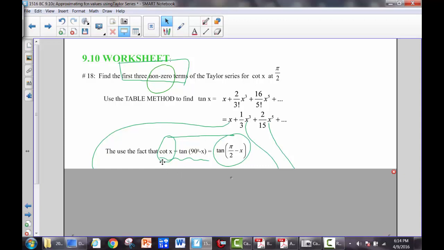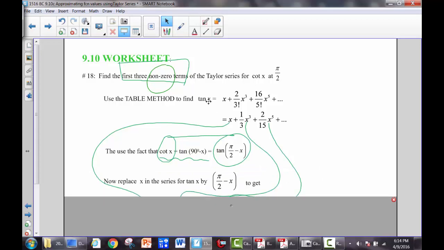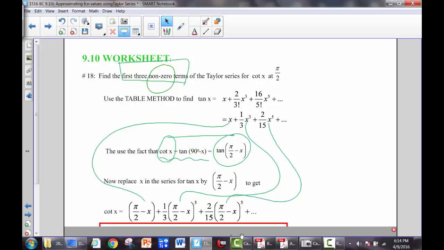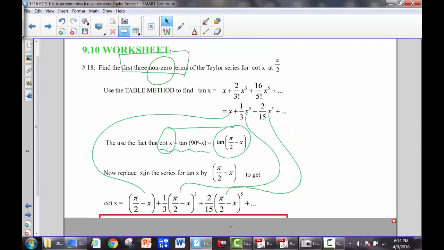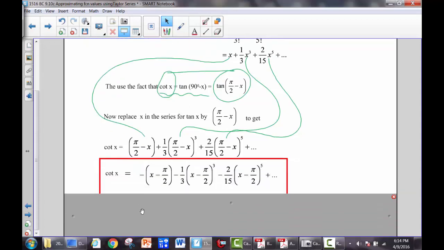Now, this is a tricky one. Remember cofunctions. The cotan is the same as the tan of 90 minus x, or pi over 2 minus x if you're in radians. So I have tan of x. I can replace x by pi over 2 minus x. So take all these x's and replace them by pi over 2 minus x. And then once I've got, which is basically cotan, then I have my answer right here. Now, they're writing it in the more traditional x minus a, so they're just basically factoring out the negative here, is all they're doing.